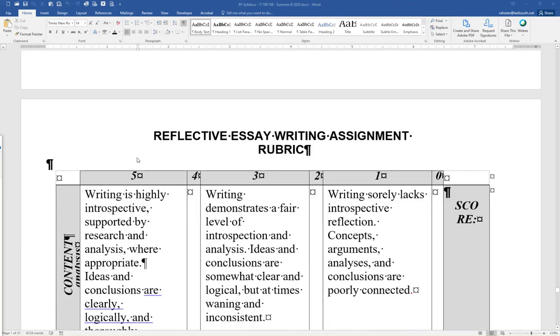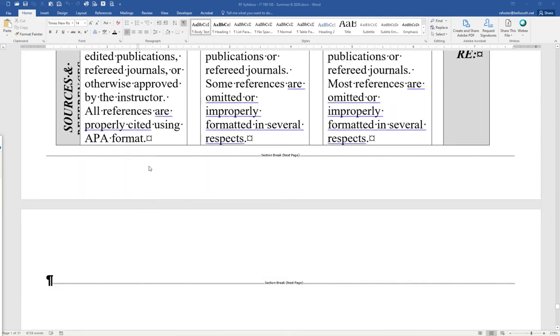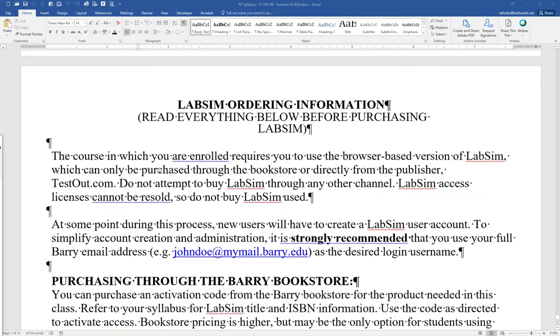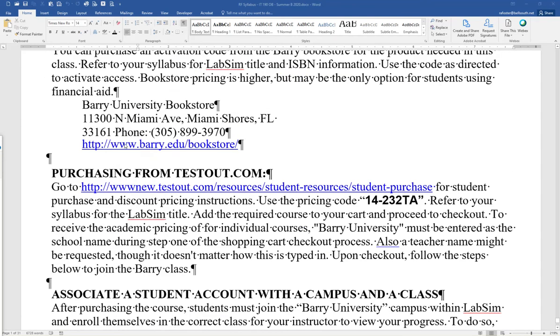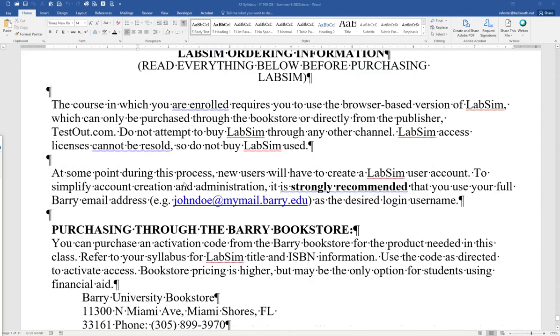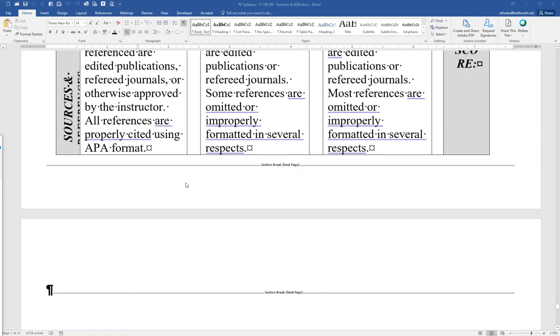Again, these are the rubrics that I go by. And here is the LabSim ordering information, how to order it. Make sure that you use the discount code. And then we have our class link, which I believe is 2003 OB IT 190 R Foster, which I'll show you next. So that's the syllabus.